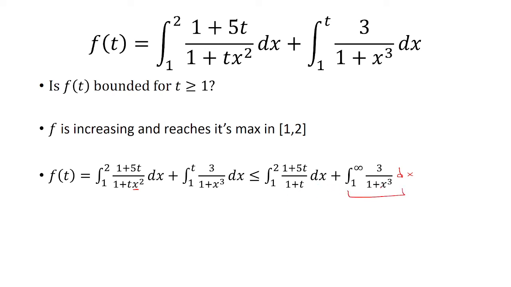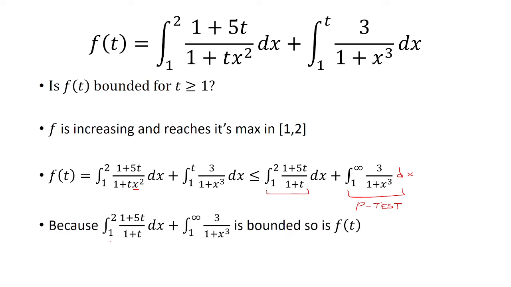And we know that on the right here, these are bounded because we know that this, by the p-test, converges. So the integral, the area, is finite. And this also is finite because it's continuous in this interval, and you can actually find the antiderivative and solve for it. So because this upper bound function is bounded because it's finite, we say that f of t is also bounded.